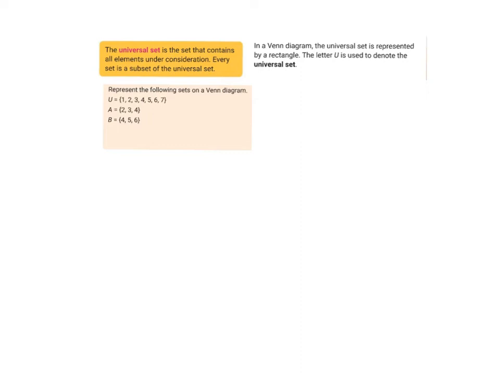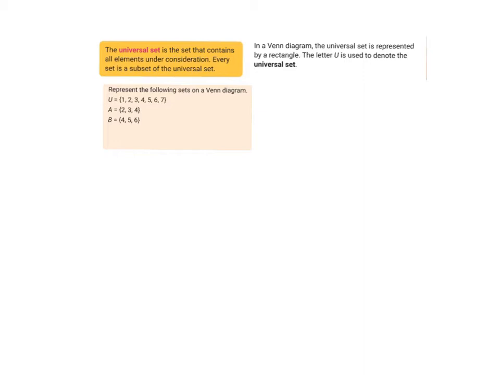Okay, so today we're going to move on to another thing, and it's called a universal set. A universal set is a set that contains all elements under consideration. So every set is a subset of the universal set. In the Venn diagram, the universal set is represented by a rectangle, and the letter U is used to denote it. So it is represented as follows on a Venn diagram.